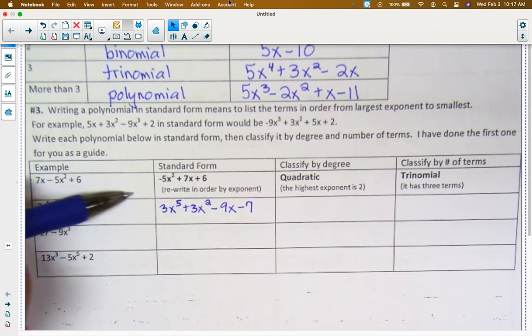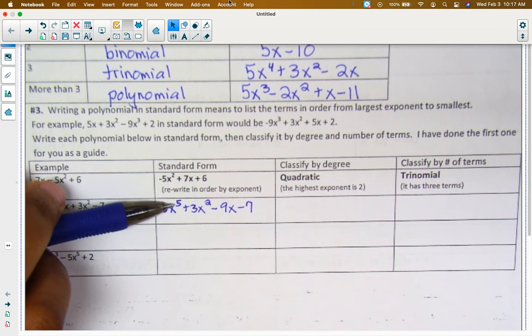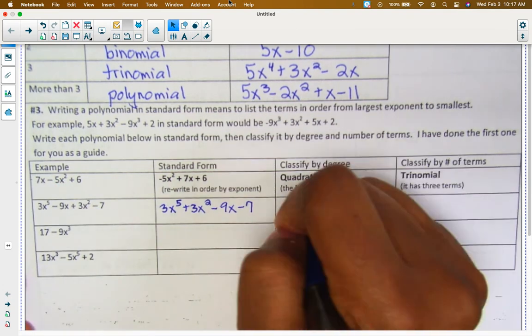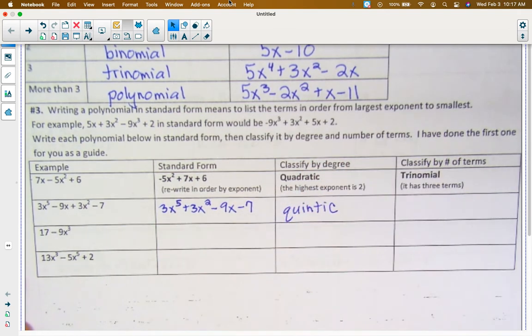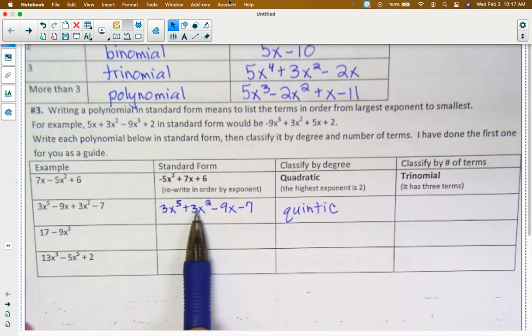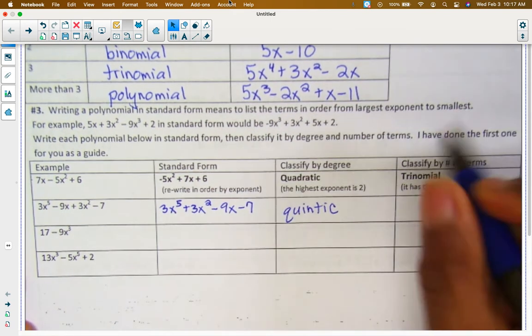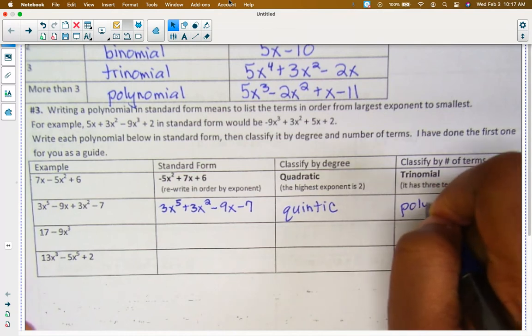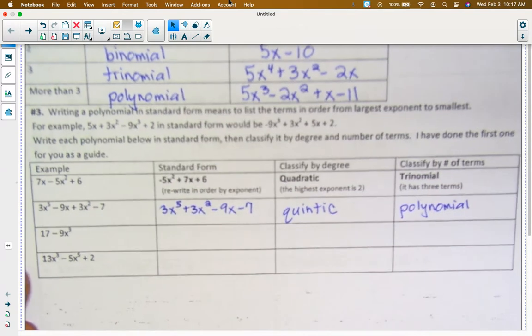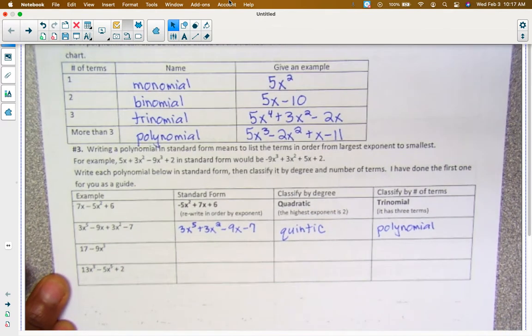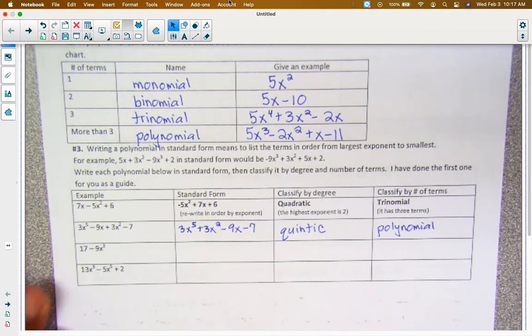My highest exponent is the number 5, so you can look up at your chart there. The number associated with 5 is quintic. And if I classify by the number of terms, we just count 1, 2, 3, 4. It's got 4 terms. It is a polynomial. So make sure you keep your terms out. Hopefully you wrote those down in your notes so that you can classify.